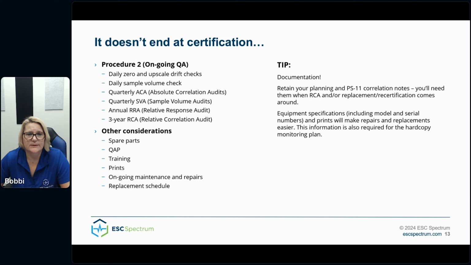So a tip here, documentation. Retain your planning and PS11 correlation notes. You'll need them when RCA and/or replacement or recertification comes around. Equipment specifications, including your model and serial numbers and prints, will make repairs and replacements easier. Plus, you'll need them for your hard copy monitoring plan under Part 63.